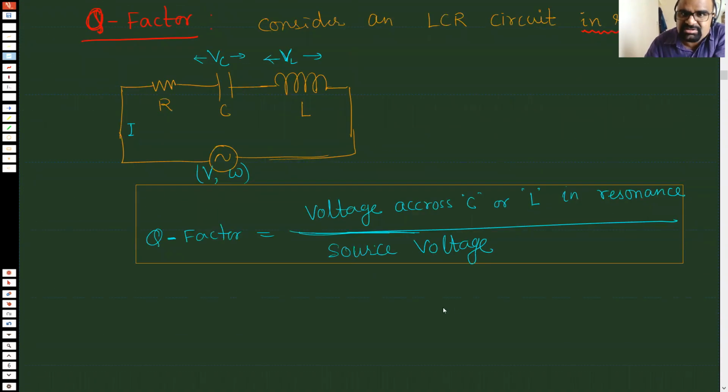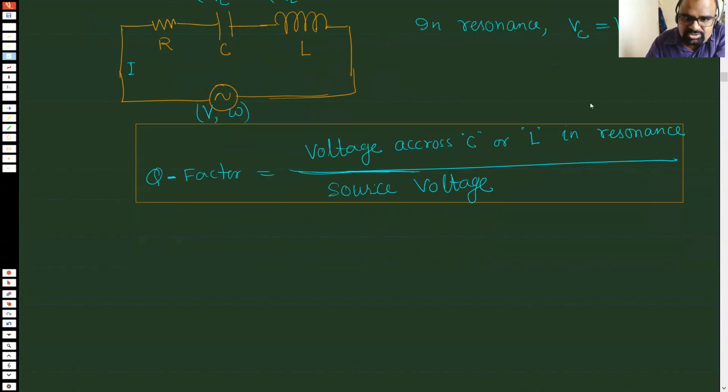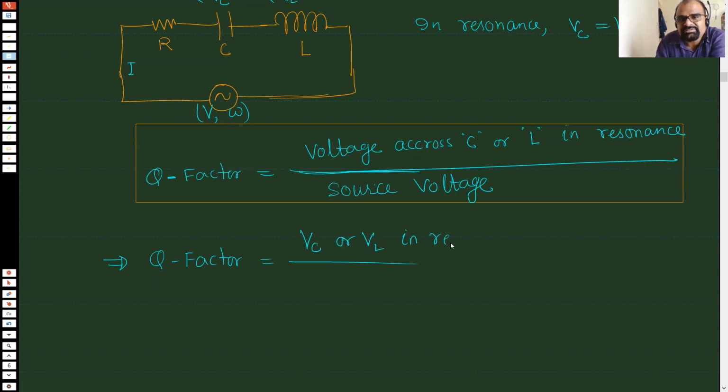Now in resonance, obviously VC and VL are equal. So you can say Q factor is equal to VC or VL in resonance divided by applied voltage V.